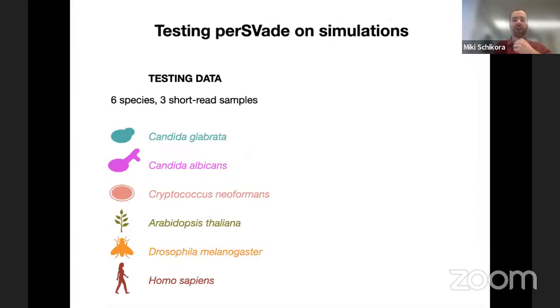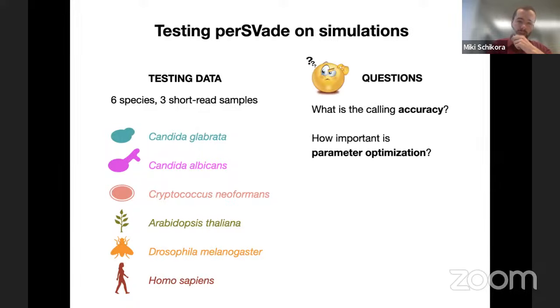Now, we tried to test PerSVade and test this concept. In the paper, we do many tests. I'm going to just talk about the testing we did on simulated structural variants. We analyzed six eukaryotes from different clades, with three short read data sets for each of them. So basically, we had two questions.